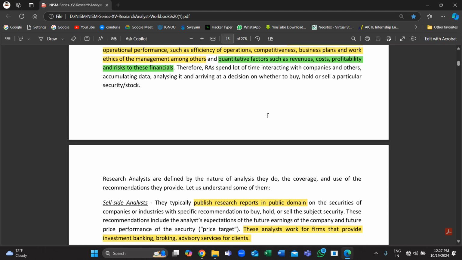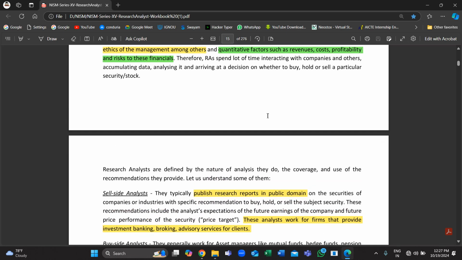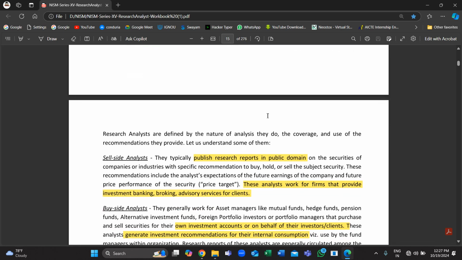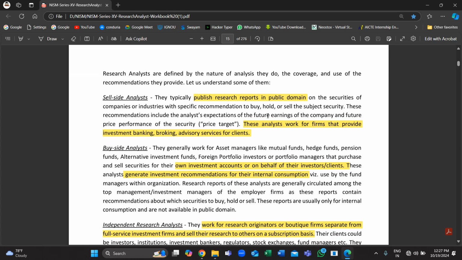So mostly we know that research analysts spend time with companies and other data to analyze and give a decision whether to buy, sell, or hold a particular stock. So here you can see there are two types of research analysts. One is the sell side research analyst, and the other is the buy side research analyst.